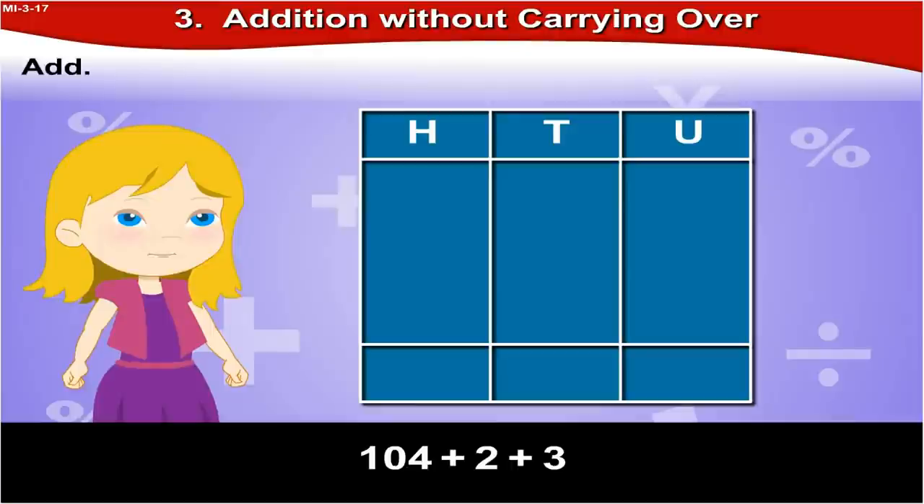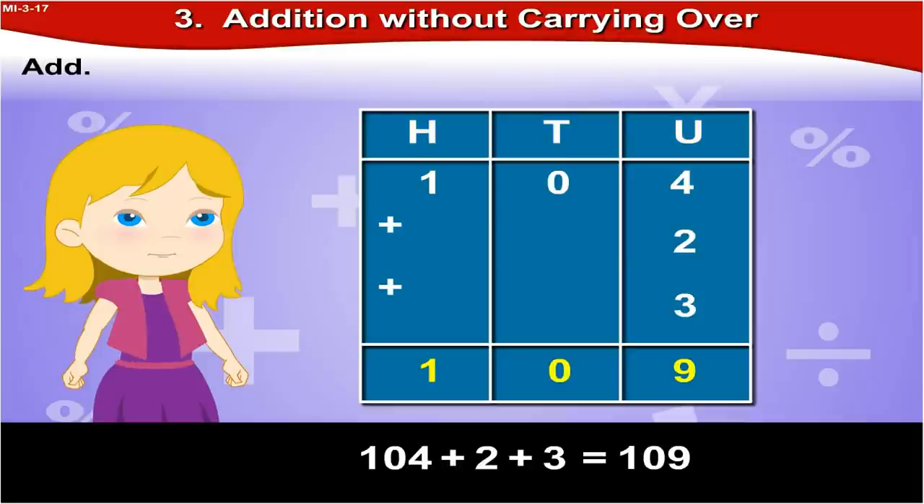First we'll arrange them in vertical order, write HTU. Now 104 would be 100, 0 tens, 4 units, plus 2 is 2 units, plus 3 is 3 units. Now in the units column we have 4 units plus 2 units, which is 6 units, plus 3 units, that is 9 units. In the tens column we only have 0 tens, so it is 0. And in the hundreds column we have 100. So it is 100, 0 tens, 9 units, which means the answer is 109.